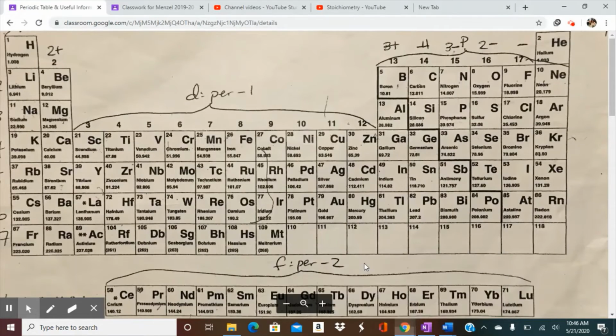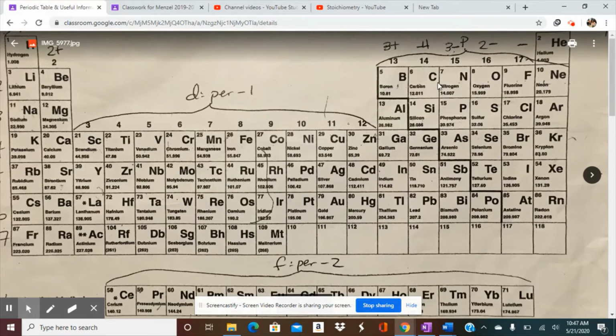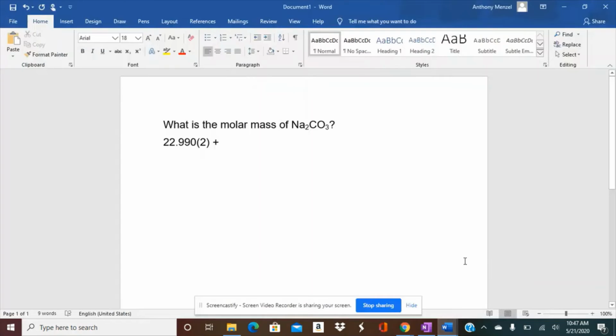Going back to the periodic table, the molar mass for carbon, C, is 12.011 for that element. So we can add 12.011. Now, the subscript next to the carbon is 1 because there's nothing there. We know that in chemistry, when there's nothing there, that means that it's 1. So we don't have to multiply the 12.011 by anything, because when you multiply a number by 1, of course, the number is the same.